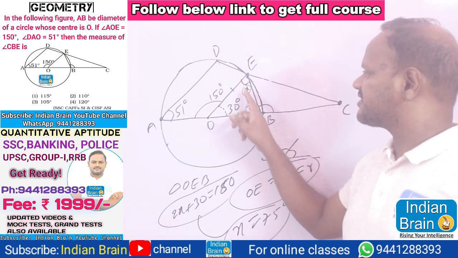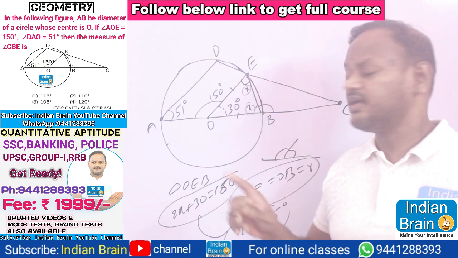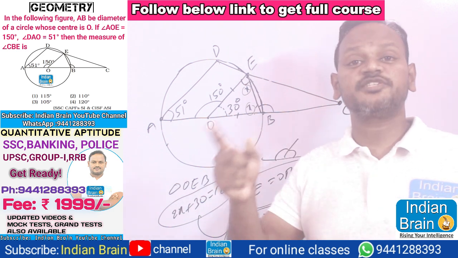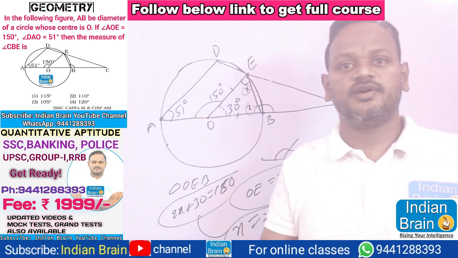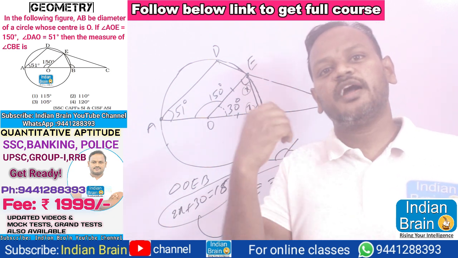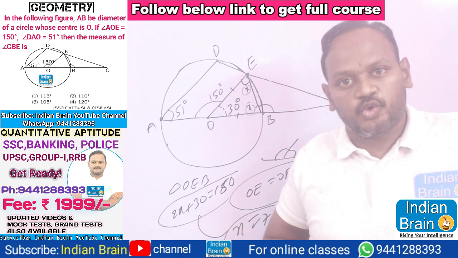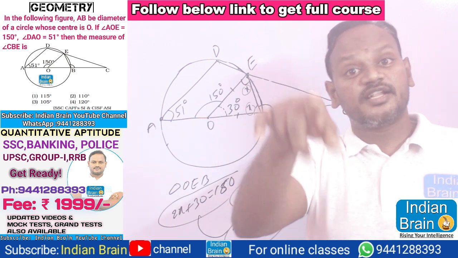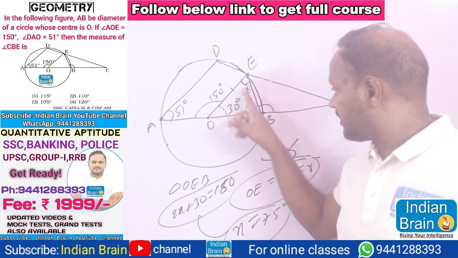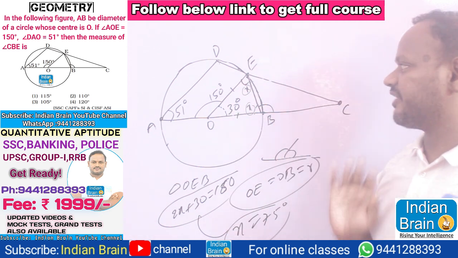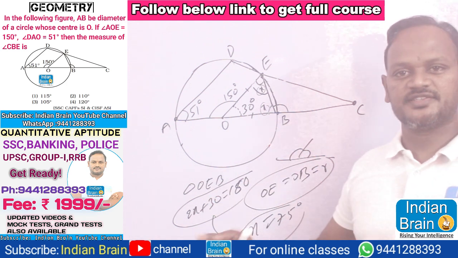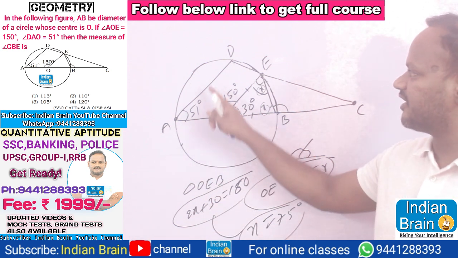Actually, why are we taking x and x? The main thing is, whenever two sides are equal in a triangle, that particular triangle is called an isosceles triangle. Whenever two sides are equal, their corresponding angles are also equal. That's why 2x plus 30 will give 180 degrees. We got the x value as 75 degrees. That is enough. We don't want this 51 degrees and the remaining stories.